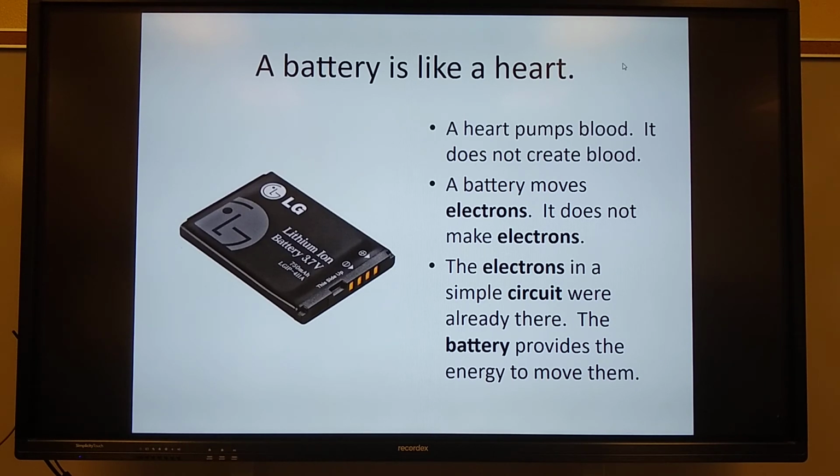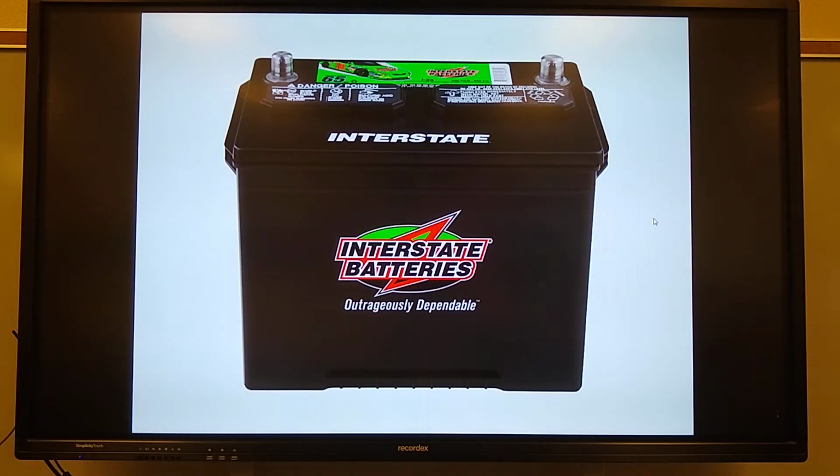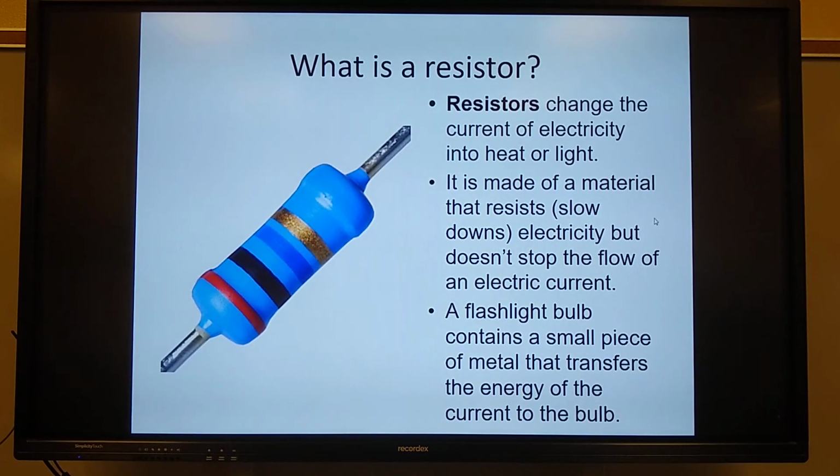A battery is like a heart. A heart pumps blood. It does not create blood. A battery moves electrons. It does not make electrons. The electrons in a simple circuit were already there. The battery provides the energy to move them. There's another picture of a battery.